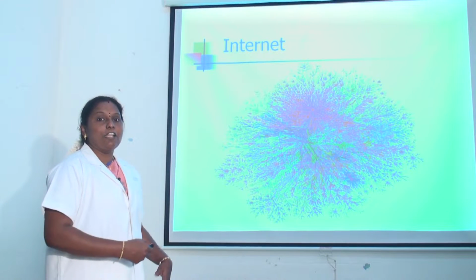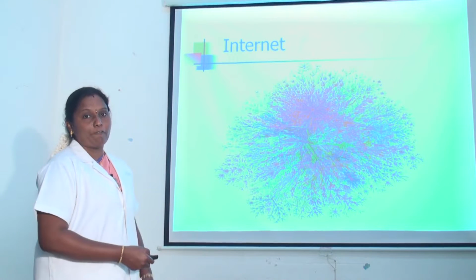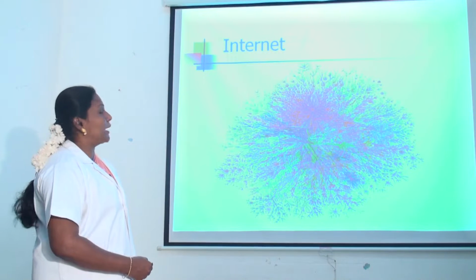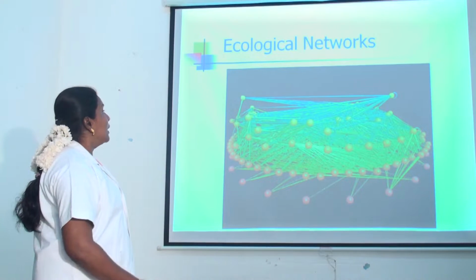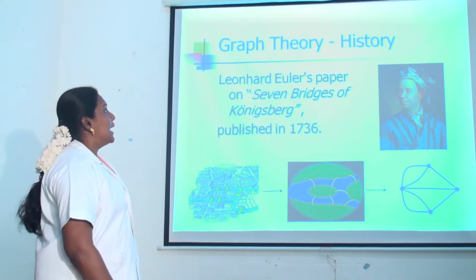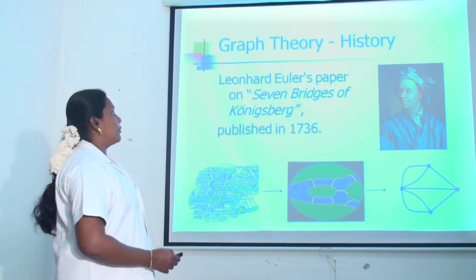Next, the internet. We already know that this is a web graph. The internet graph is one of the main applications of graph theory. Then ecological networks. Next is the history of graph theory.